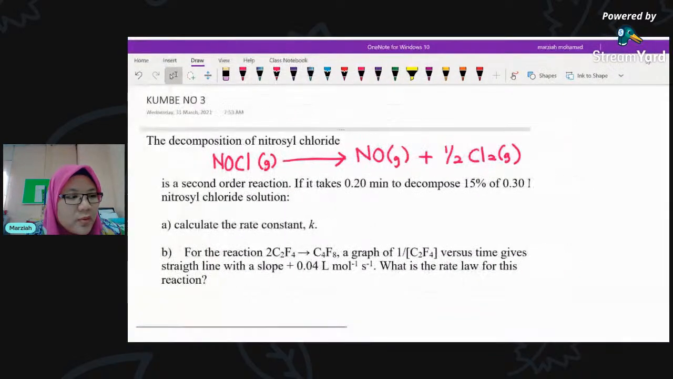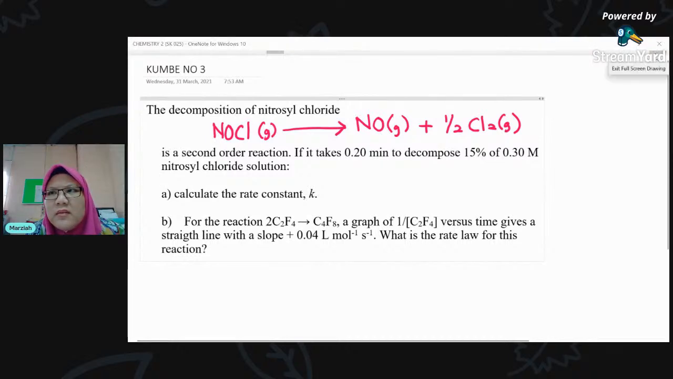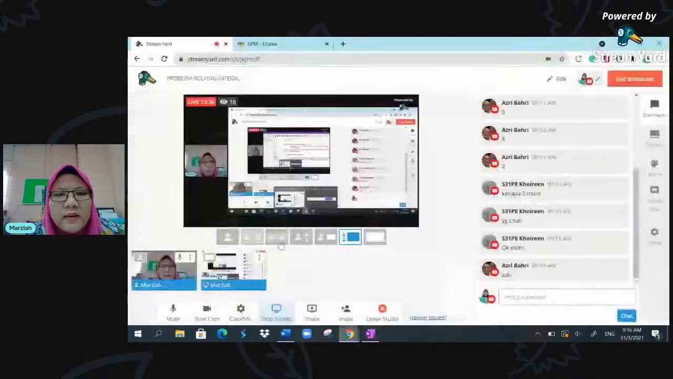Okay, cuba tengok soalan you all. Kumba number 3. Okay, buka soalan, tengok Kumba number 3.